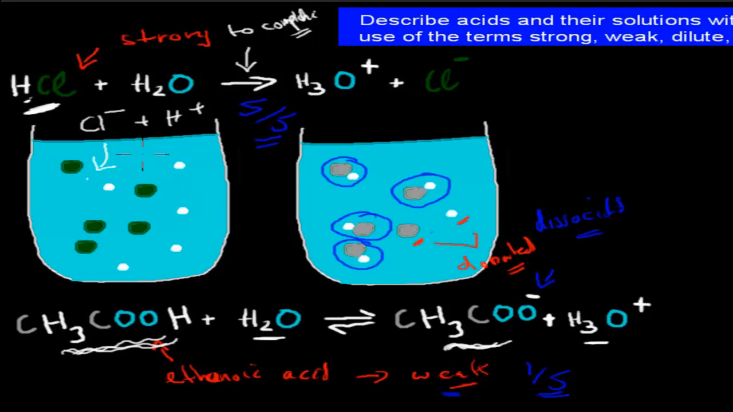So if something's a strong acid, that means most of it has dissociated into ions. Whereas if it's a weak acid, then only a few of the molecules have dissociated into ions. Many of them are still in their original structure.